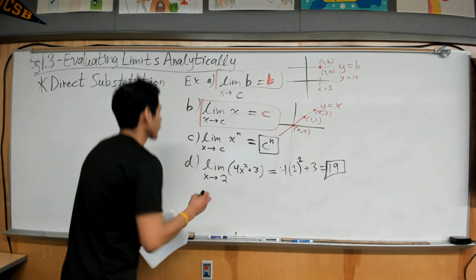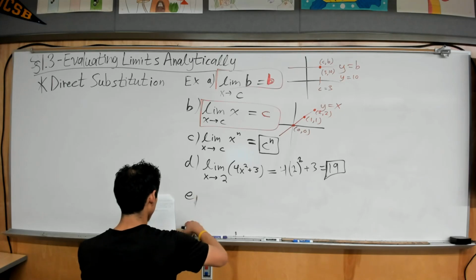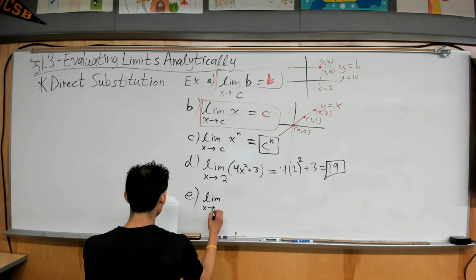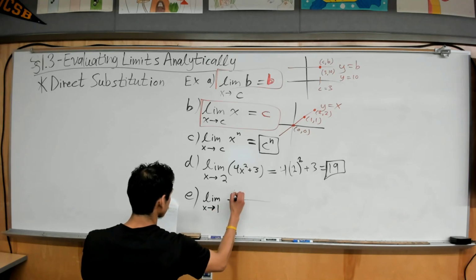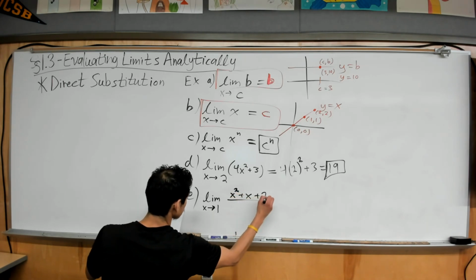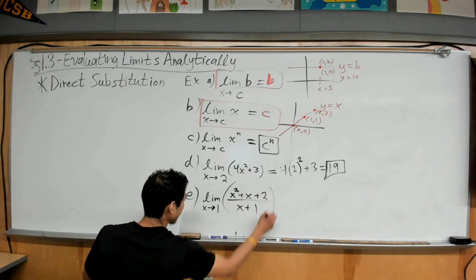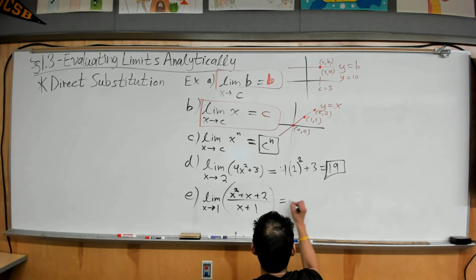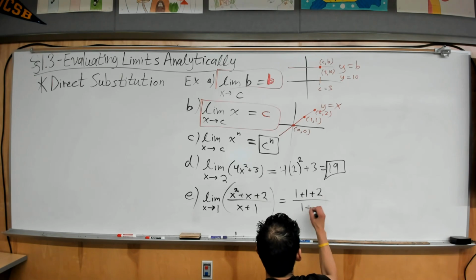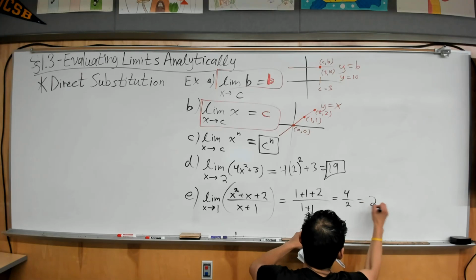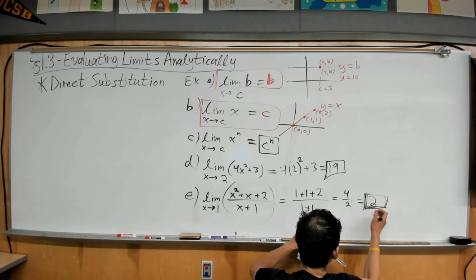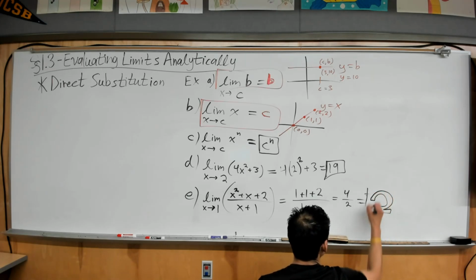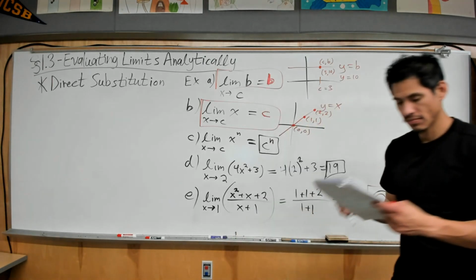E. Go down low. Here we go. E, we have the limit as x approaches 1 of x squared plus x plus 2 over x plus 1. So substitute 1 in for x. Okay, so 1 plus 1 plus 2, so 4 over 2. Four over 2, so 2. All right, let's box this. There we go. All right, let's keep it going.